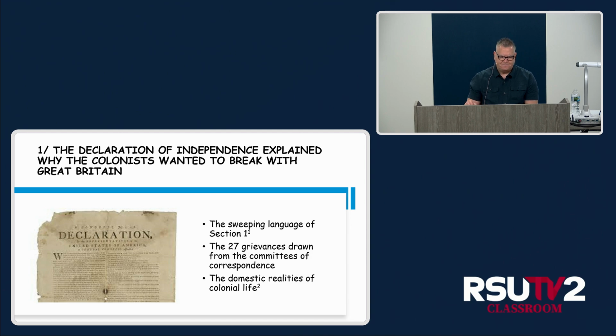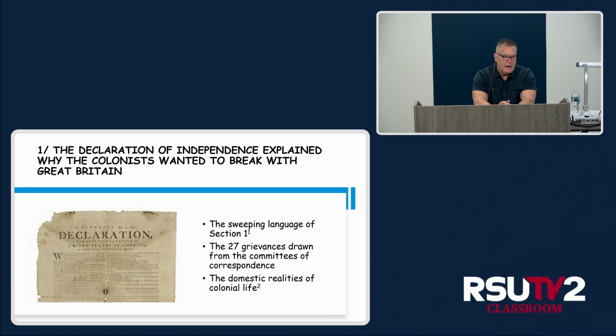Now, of course, you have also the 27 grievances that were brought. If you actually read the entire Declaration of Independence, much of it was basically a list of grievances that the committees of correspondence had put together. And they basically accused the British of instituting slavery among them. They accused the British of manipulating colonial legislatures. There were a lot of complaints in this list of particulars.